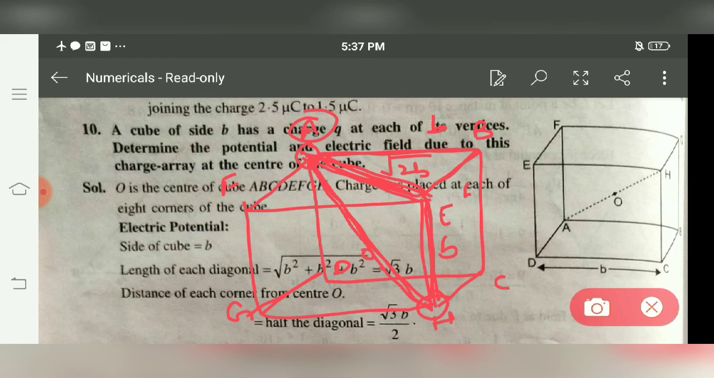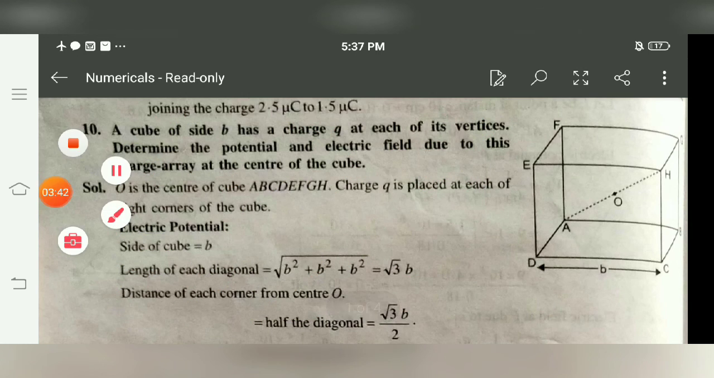So we can find easily this one. This is again a hypotenuse because this is 90 degree. So this HA, which is the diagonal length, and all diagonal lengths of this cube are the same. If we find one, the rest will be the same. This is equal to B square plus under root 2B whole square. This is B square plus 2B square, equal to 3B square. If we take under root on this side, this is under root 3B. So the length of each diagonal of this cube is under root 3B.